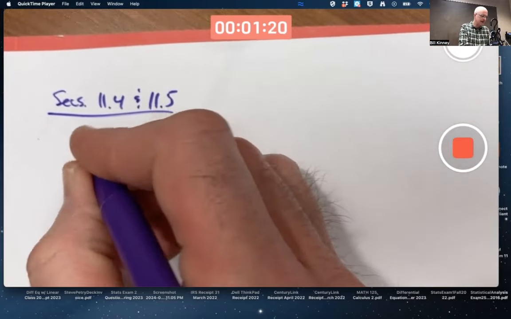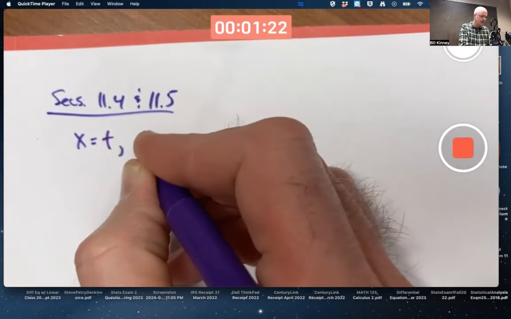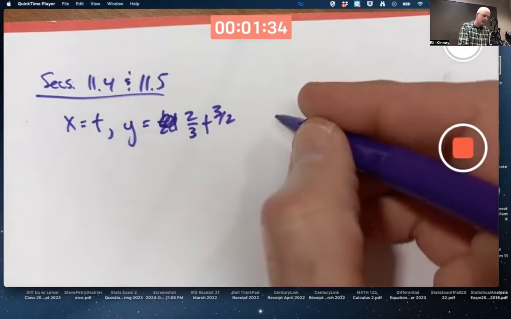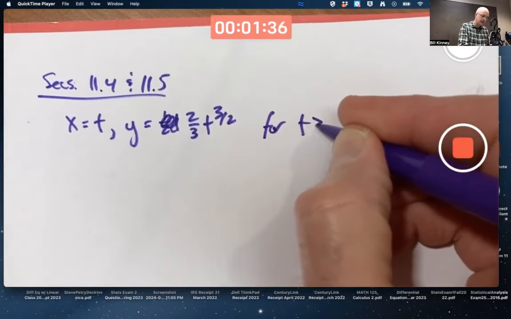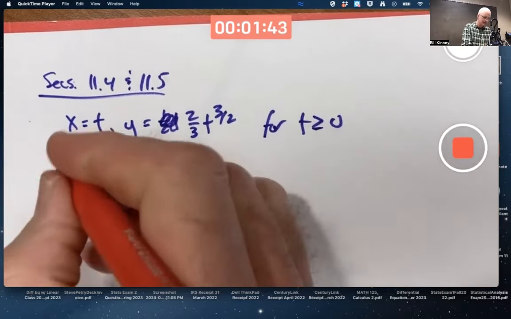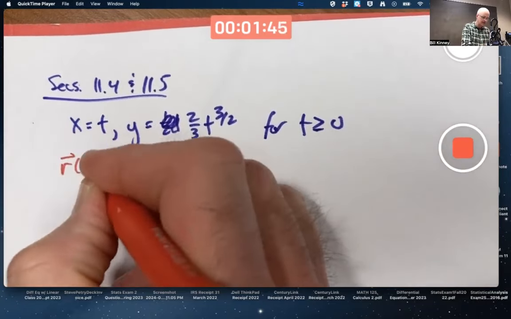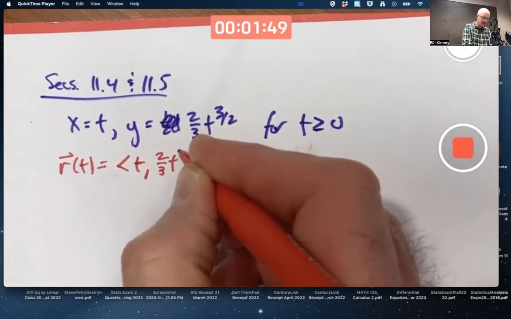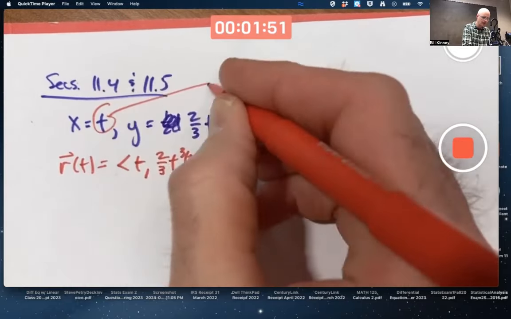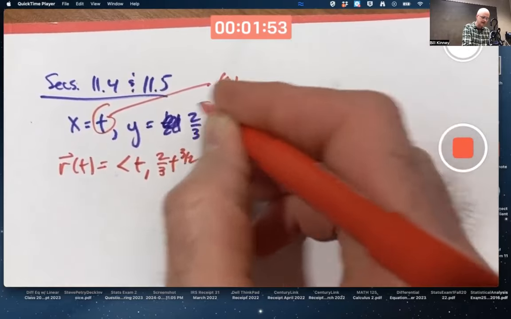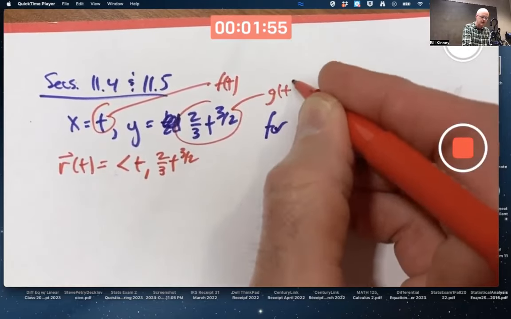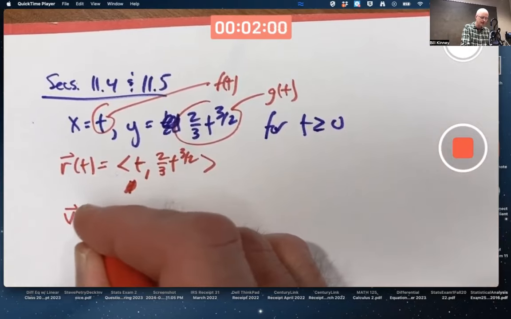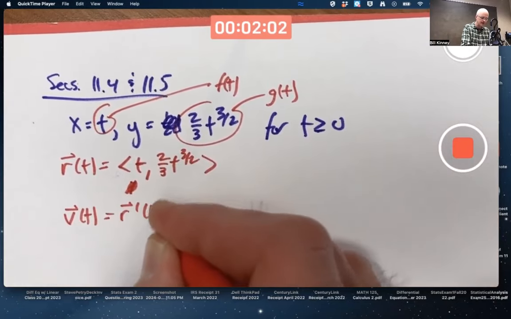The example is x equals t, y equals 2/3 t to the 3/2, for t greater than or equal to 0. We've got the position vector t comma 2/3 t to the 3/2. Notationally, by the way, this is f of t and this is g of t.